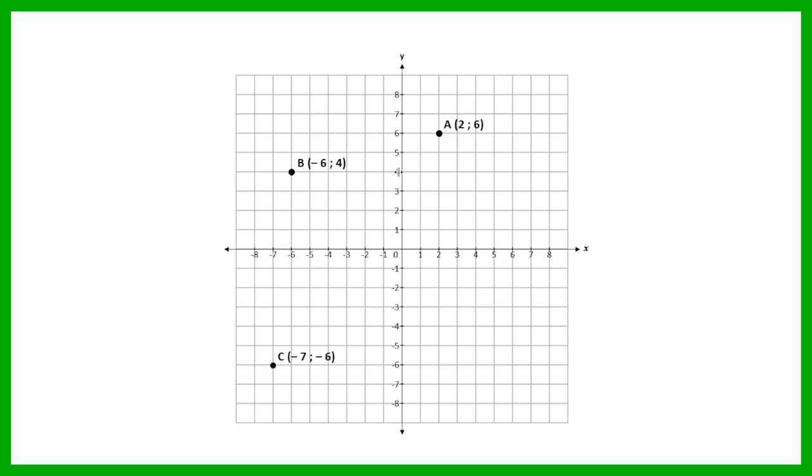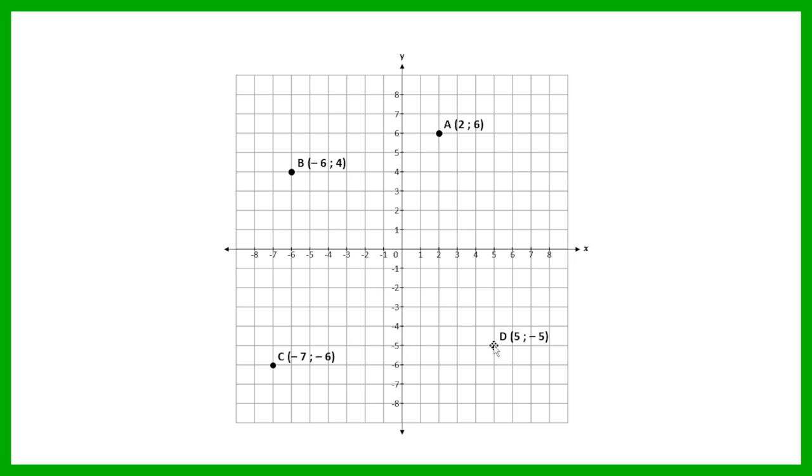Then we've got point C over here. This is in the third quadrant, and it is the point negative 7, negative 6. Negative 7 being the x value, so it's in line with the negative 7 on the x-axis, and negative 6 being the y value, so it's in line with the negative 6 on the y-axis. So that's point C over there. Point D is in quadrant 4. It has got 5 for the x value, so that is in line with the 5 over there, and negative 5 for the y value, so that's in line with the negative 5 on the y-axis over there.